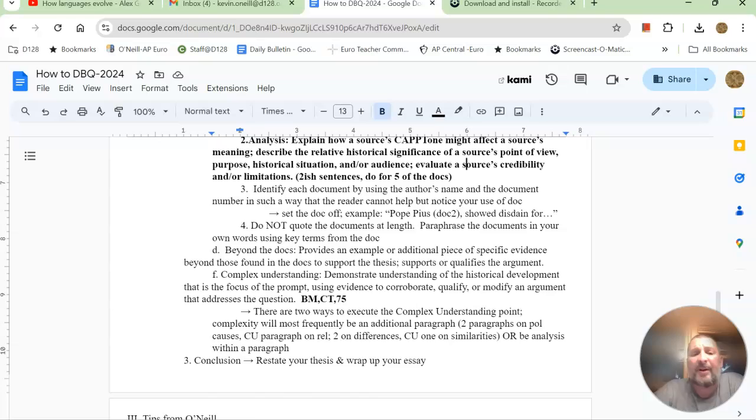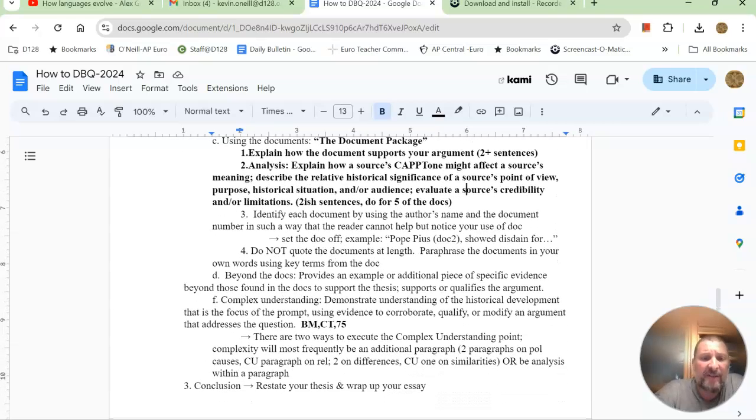Included in your body paragraphs, because that's where we are here, is evidence beyond the docs. It's an example or specific piece of evidence beyond those that fits into your paragraph and supports your thesis directly.